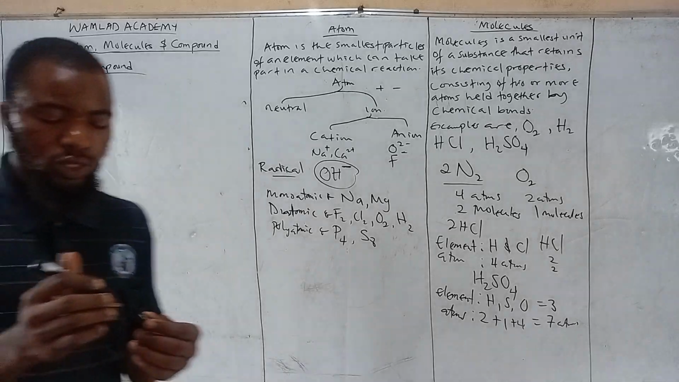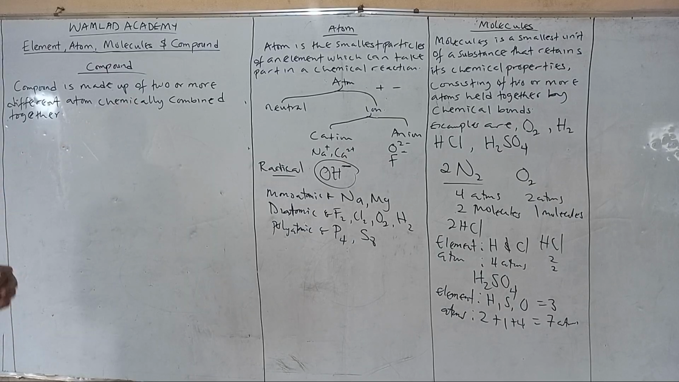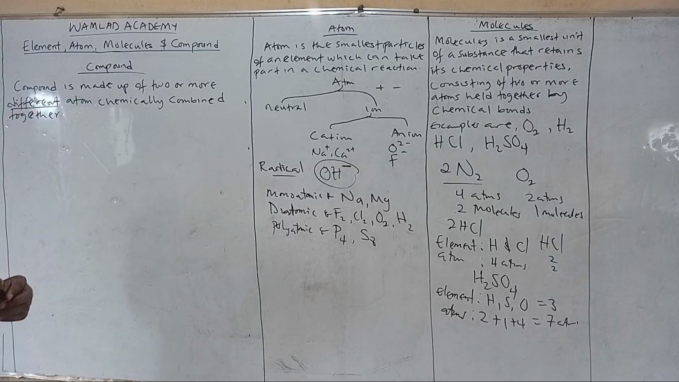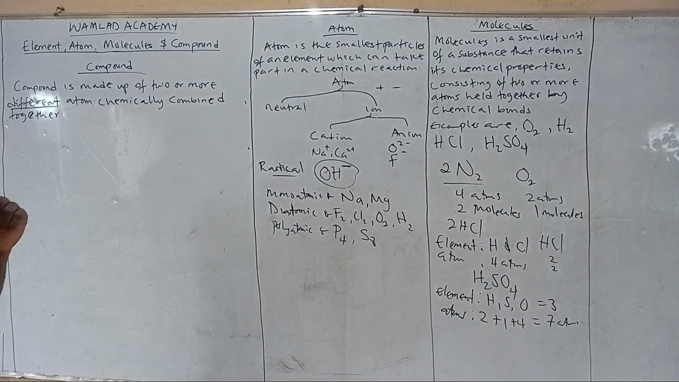So the last one we discuss today is compound. What do you mean by compound? A compound is made up of two or more different atoms chemically combined together. There's one key word there. They say different atoms. That means for you to have what you call a compound, the atoms that make up that substance must be what? Must be different.